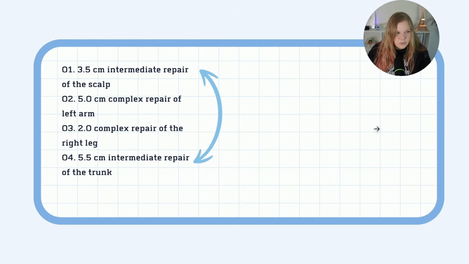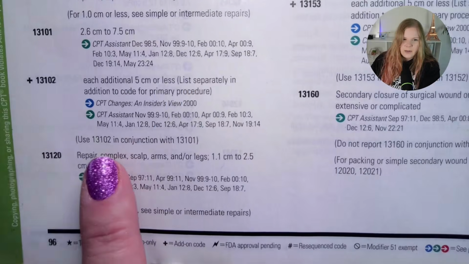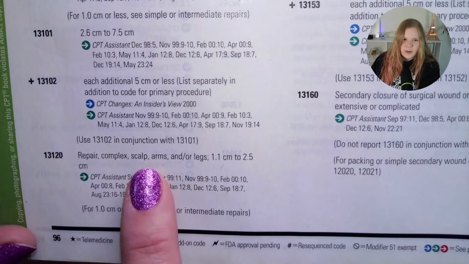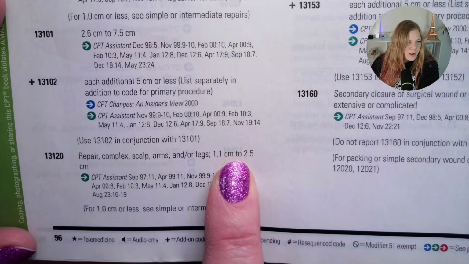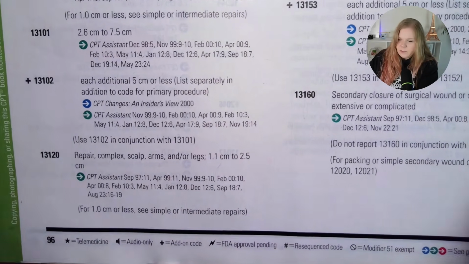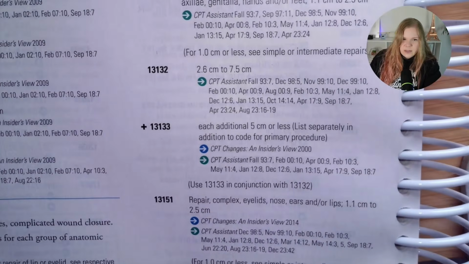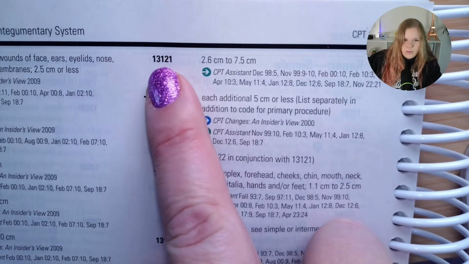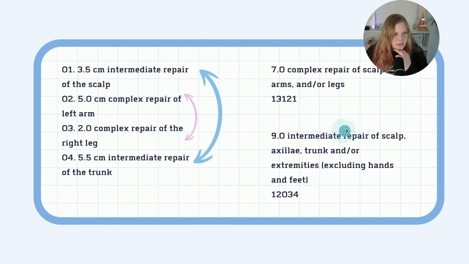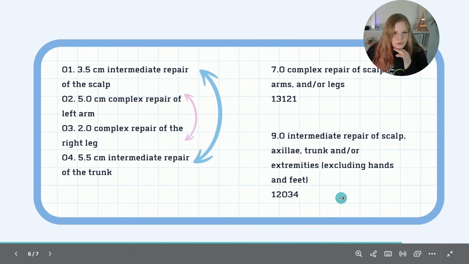Now, so these two we would be able to add together. What about the other ones? Complex repair of the left arm and right leg. So let's see if complex repairs let us add the arms and the legs together. And here we can see CPT allows us to combine scalp, arms, and/or legs. In this case, we have 5 of the left arm and we have 2 of the right leg, which would be 7. So we would need a CPT code that's in the range for 7 centimeters. So that would be this one, 13121. So those could be combined as well. And we'd get the 13121 for those and the 12034 for the intermediate.